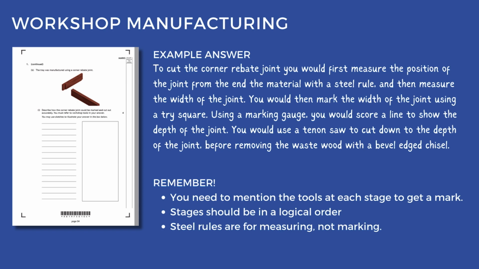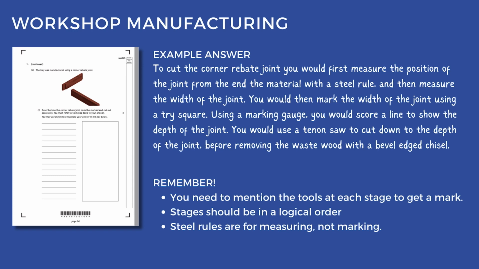And then in the last statement, they talk about using the tenon saw to cut it and removing waste wood with a bevel-edged chisel. There's actually two separate marks in there, one for using the tenon saw to cut it and one for removing the waste wood with a bevel-edged chisel, but that actually takes the candidate over the 4 marks. So they don't get any extra marks, but they definitely get the 4 available.